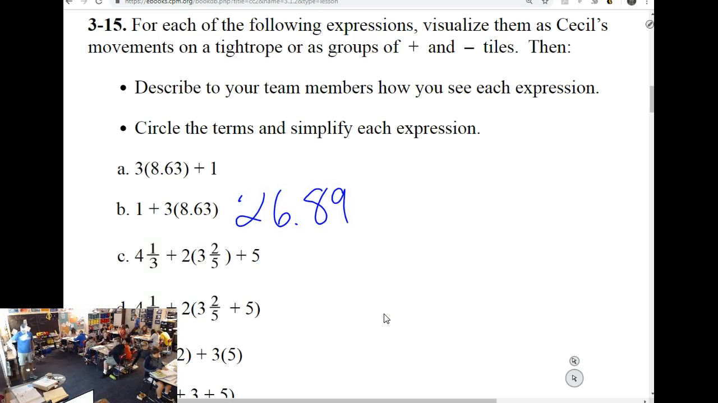Now I know. B's the same thing. It just happens in a different order.